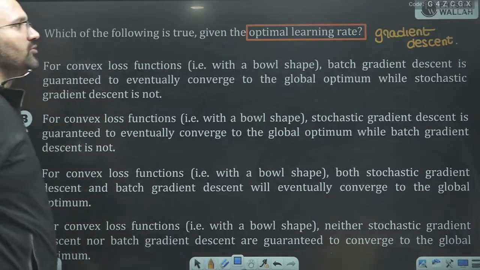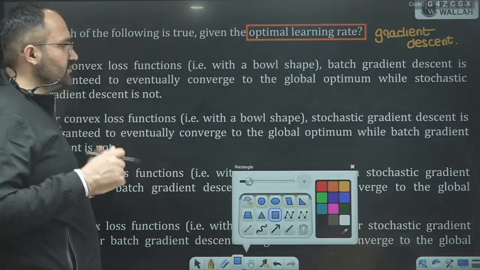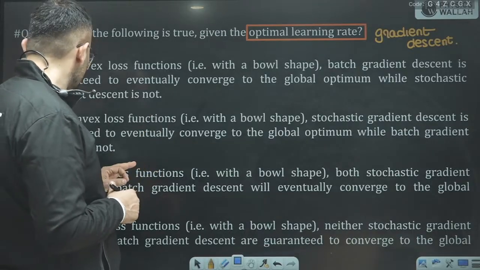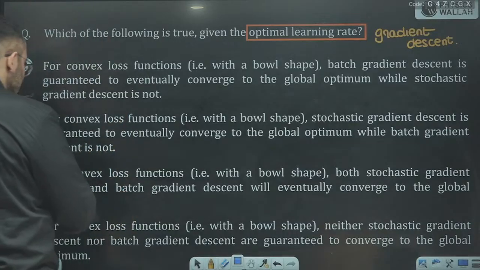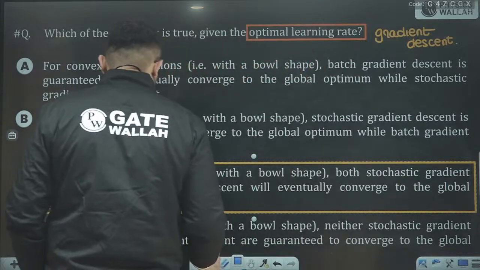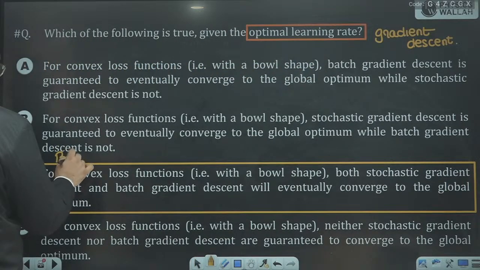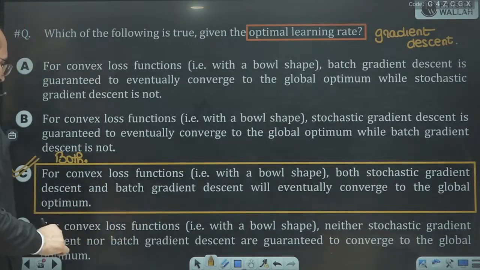Okay, so I think all of you are able to do this. If we have a convex function, then obviously we'll reach the global optima. So both stochastic as well as batch gradient descent will eventually lead to the global optimum. Both will give us the solution. I hope all of you are able to do it.